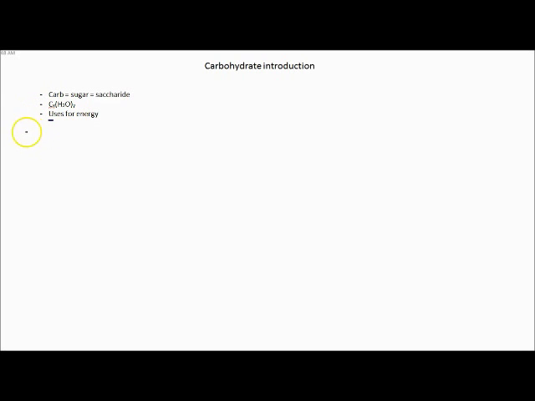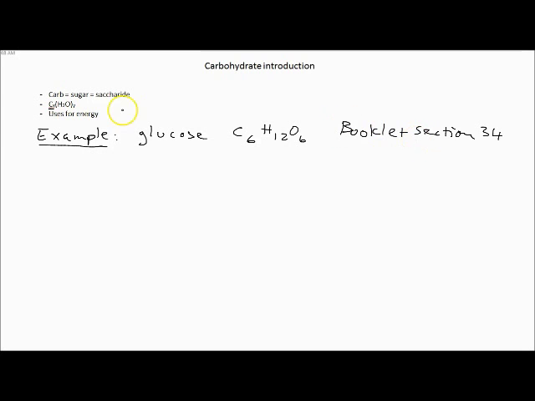So let's take a quick look at an example of a carbohydrate. Glucose. Glucose formula is C6H12O6. Again, you do not need to be able to draw these. They are available in the data booklet, section 34. However, I'm drawing out the straight ring monosaccharide so that you can understand how the structure works. So let's look at glucose.